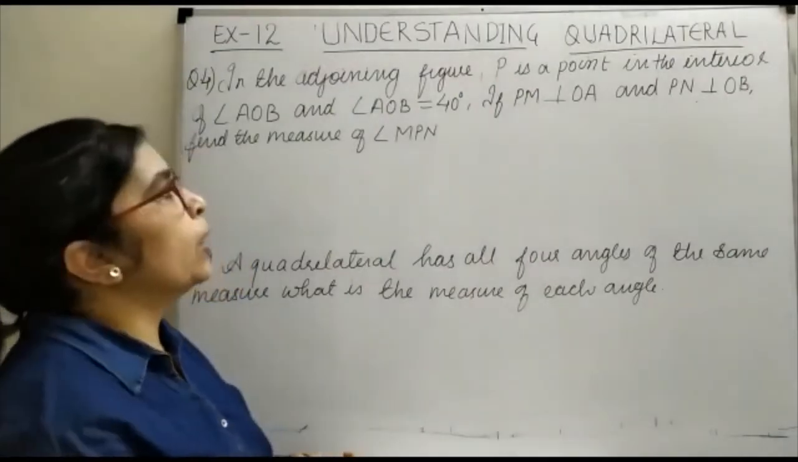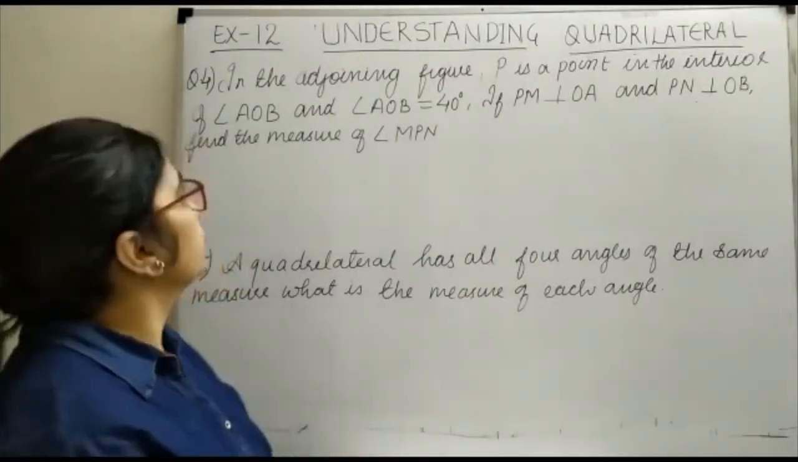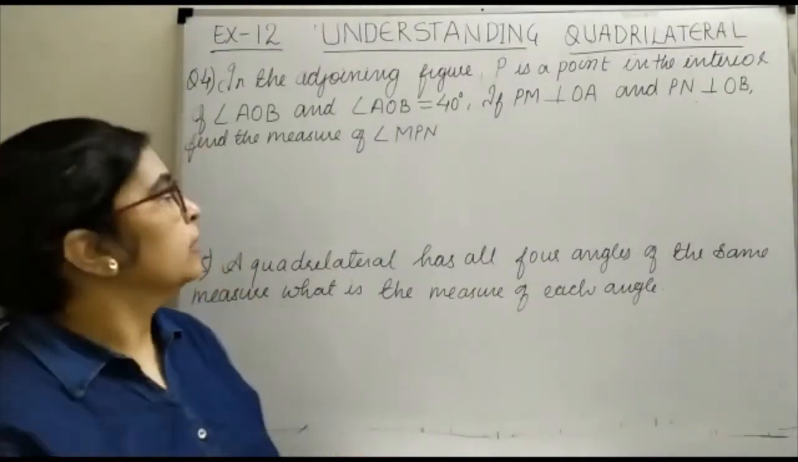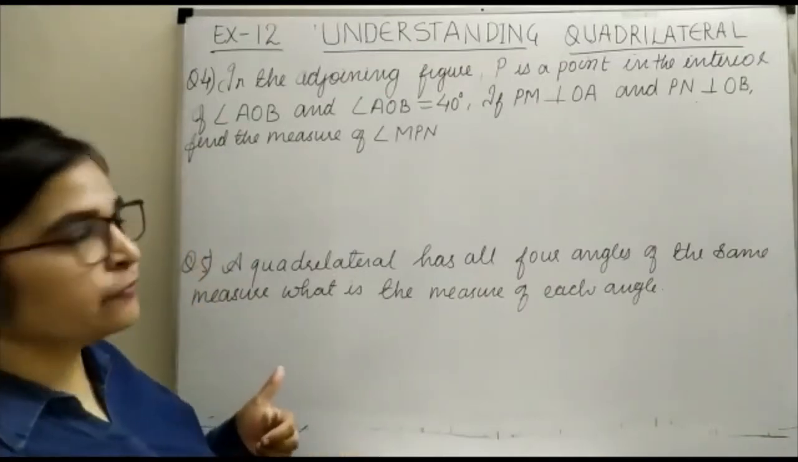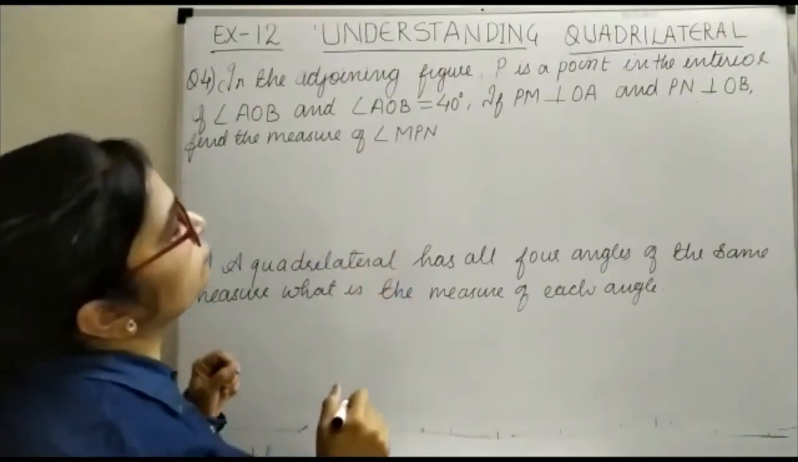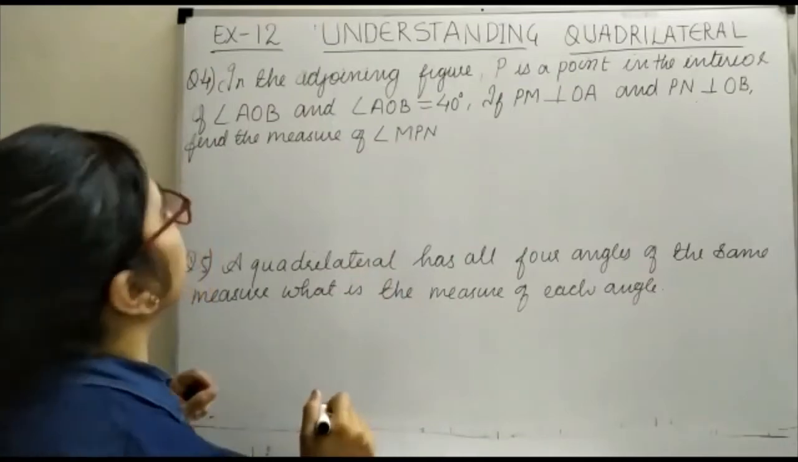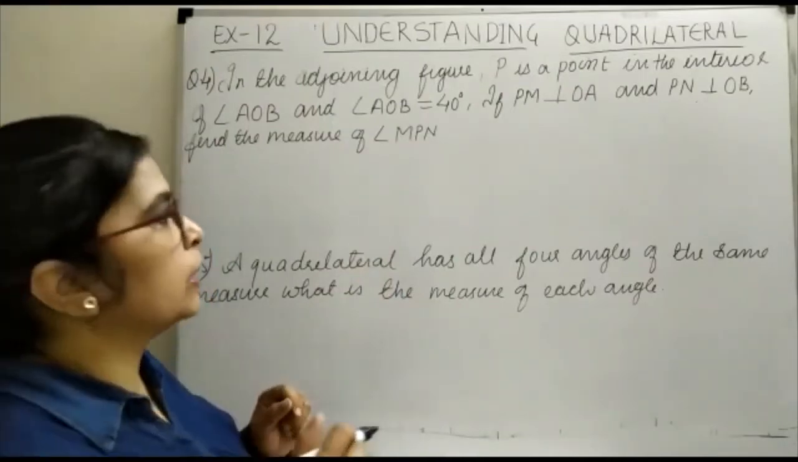Friends, welcome to Understanding Quadrilaterals. We are here in Exercise 12. Your questions are 4 and 5. In the adjoining figure, P is a point in the interior of angle AOB.